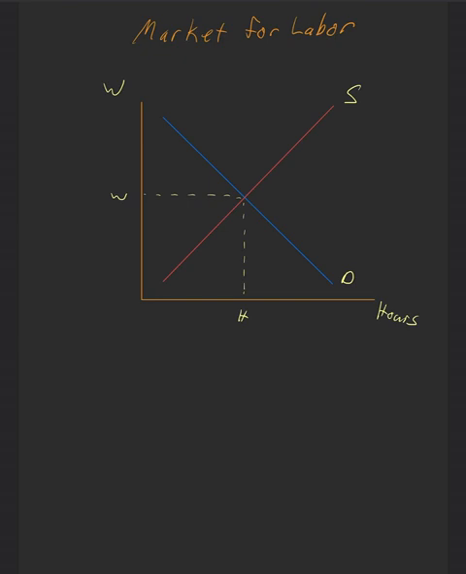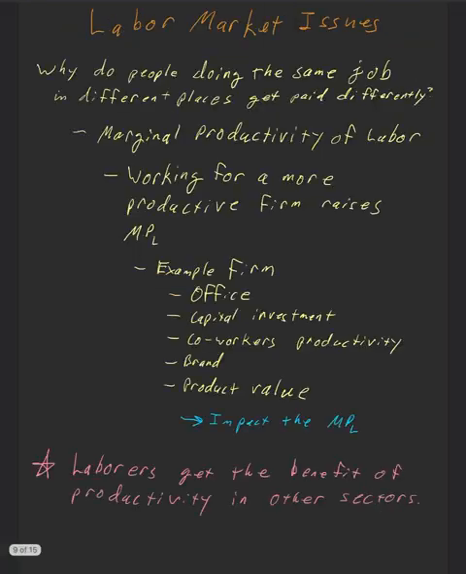What happens then? Well, in this situation, we end up with an equilibrium number of hours and an equilibrium wage. Okay, very straightforward, all things that we're comfortable with to this point in the class. What I want to turn to now is different issues that are happening in the labor market, and really a very important question, which is, why do people doing the same job in different places get paid differently? Of course, fundamentally, it will come down to marginal product of labor. So working for a more productive firm raises your marginal productivity of labor. It's an important lesson and an unintuitive lesson.